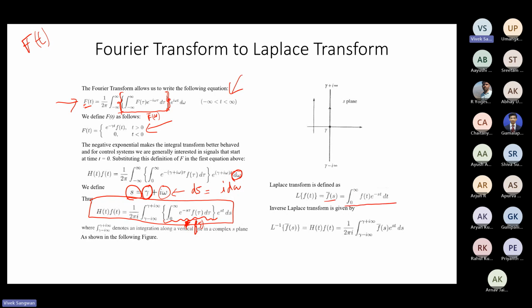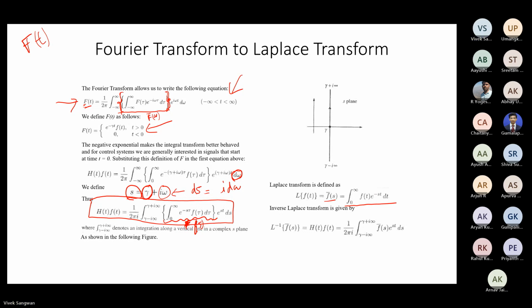And inside this S, there is a design variable gamma that we choose to be whatever is needed to make this integral converge. So now you have a design variable that you can choose such that this integral converges. That is the power of the Laplace transform. That omega in there is still the frequency content of the signal.